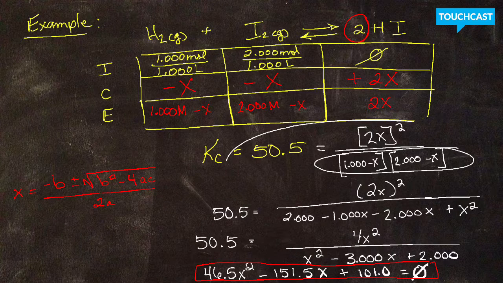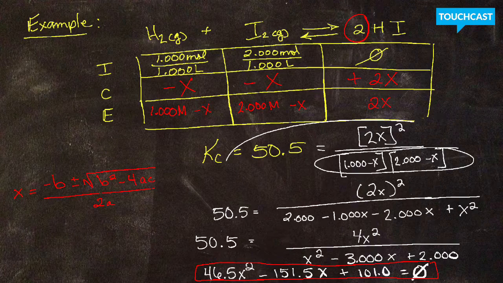Now I want you to look back at your ICE table. Look at X. Would it make sense if your X was a negative value? I don't think so. We want to make sure that X has a positive value because we want to actually consume it on the reactants and make it on the products. So just keep that in mind.